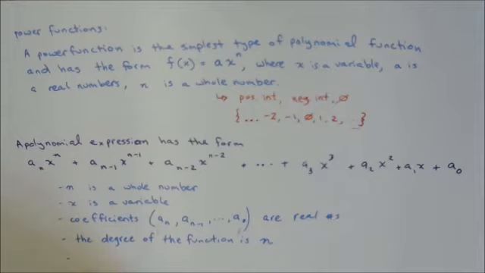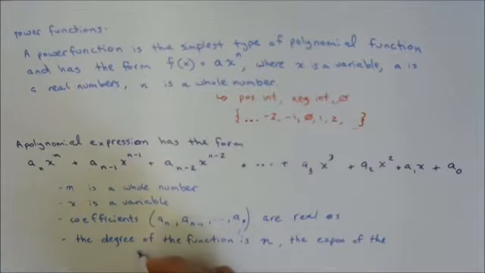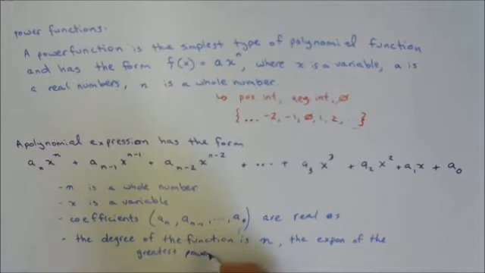The exponent of the greatest power of x is n, which is the exponent of the greatest power of x. Usually it's written in descending order, so that's pretty straightforward. a sub n is the leading coefficient. Leading coefficient is important to know about and remember.